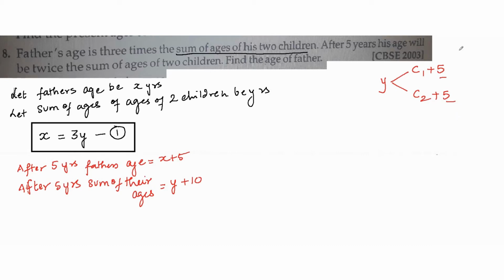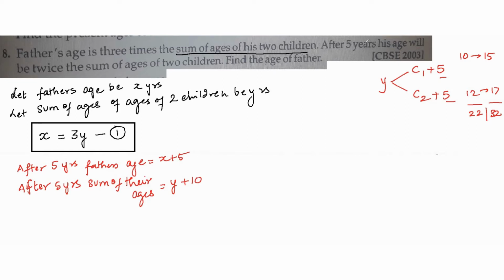So what is happening is, suppose the children were 10 and 12 years. Right now their sum is 22. I'm just taking an example. After 5 years, the ages are going to be 15 and 17. You will notice that the sum of the ages has become 32 because both the children's ages have increased by 5 each. So the sum of the ages will be y plus 10.